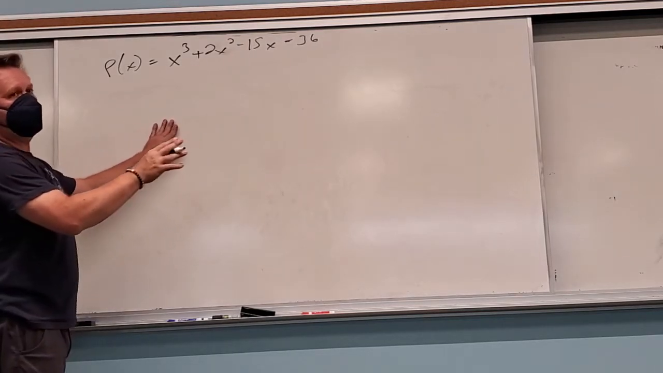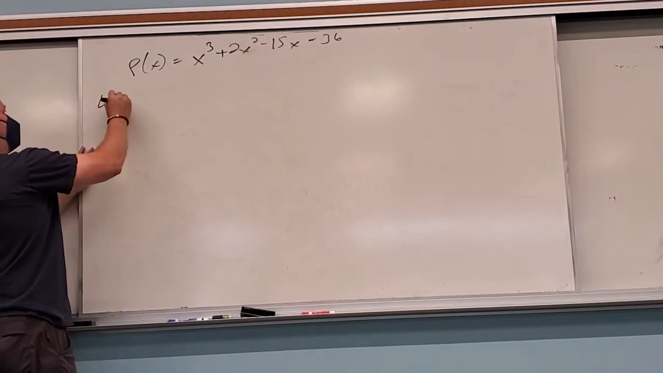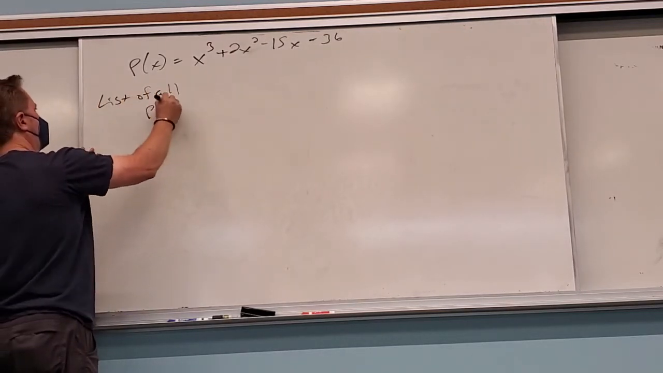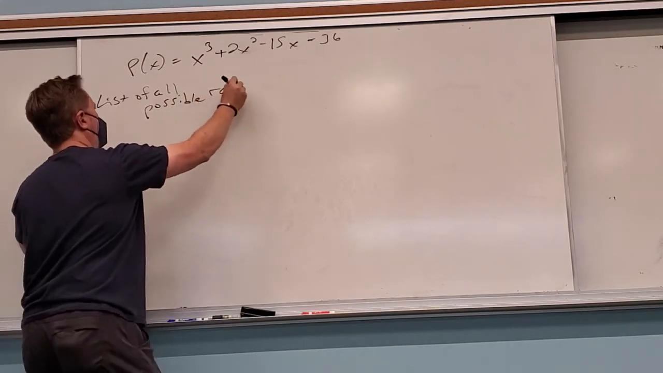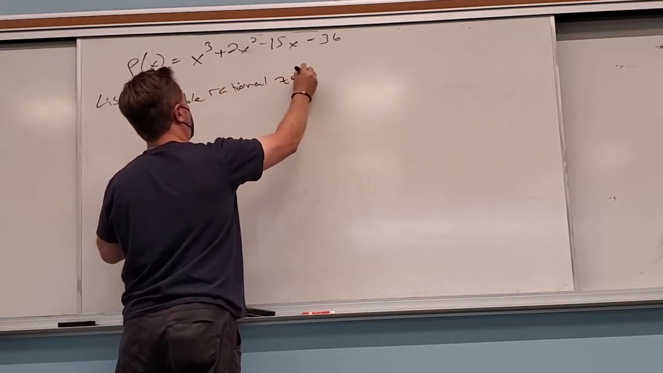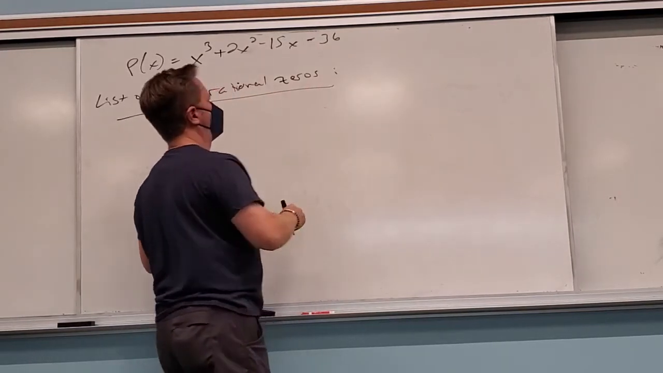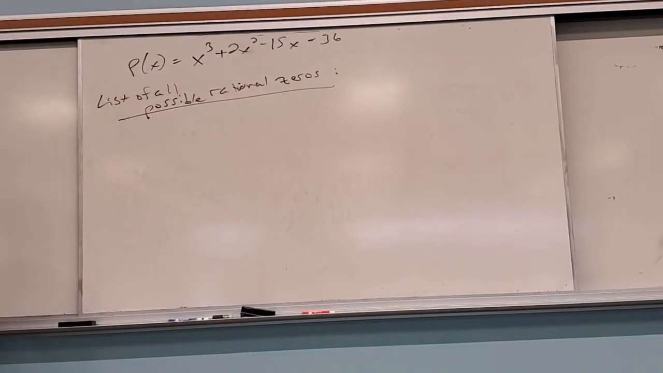So let's first make the list of all possible rational zeros. Good Lord. Because couldn't an answer to this be square root of 7? We ain't going to find it this way. So we just focus on the rational stuff first, and then maybe the quadratic formula will help us find if there's any radical answers. Is that all right? So what are those?